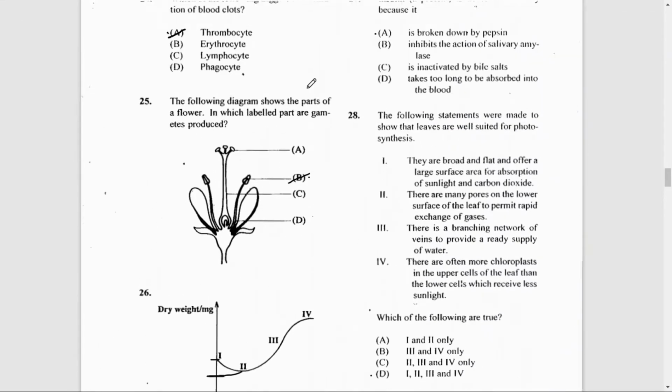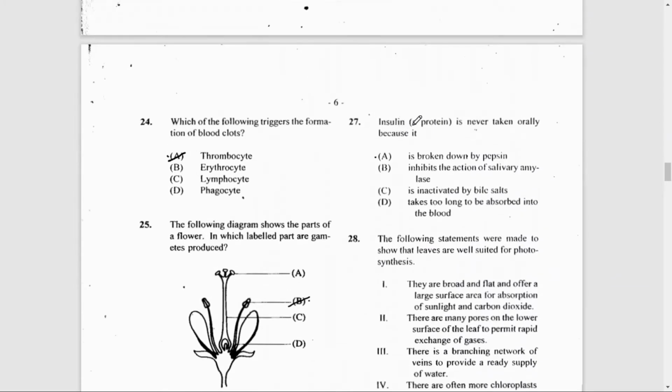Okay, good. Number 27. Insulin, which is a protein, is never taken in orally, or through the mouth, because it is broken down by pepsin in the stomach. Remember, pepsin is the enzyme that digests proteins. And if you're taking the insulin orally, then before it can be used by the body to regulate blood sugar, it would be digested into amino acids by pepsin. So for that reason, it is given intravenously, or it is injected into the veins. Good. So the answer here is A.